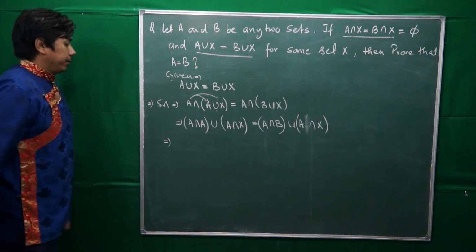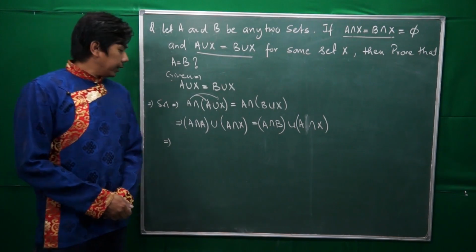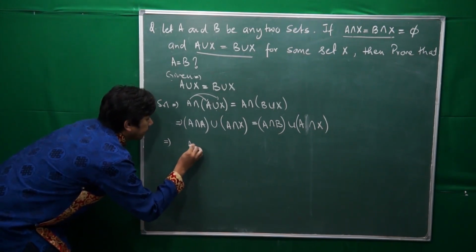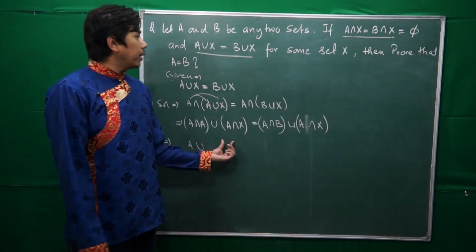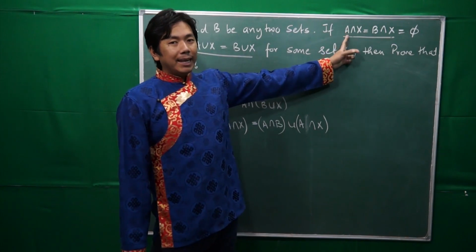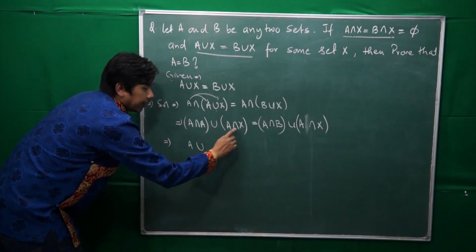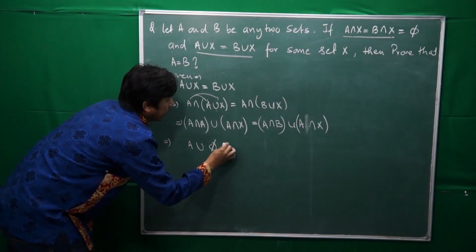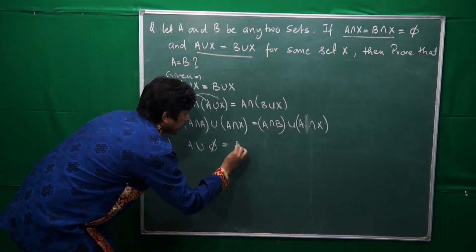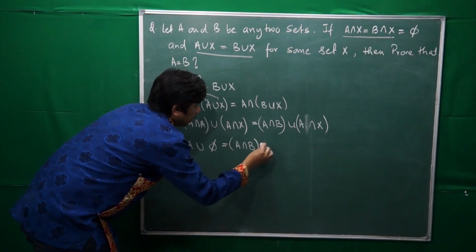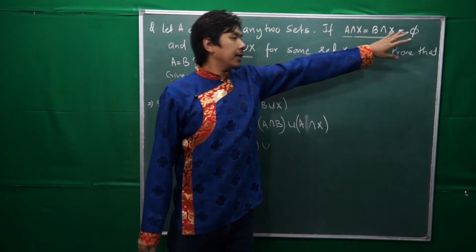Next step, we have A intersection A. What is the value of A intersection A? By the idempotent law, A intersection A is A itself. Now union with A intersection X. From the above given values, what is the value of A intersection X? As you can see, A intersection X is a null set phi. Simple. So A union A intersection X, being null set phi, equals A intersection B. As it is, I won't be changing it. A intersection B, now union with A intersection X. Again, the value of A intersection X is the null set.